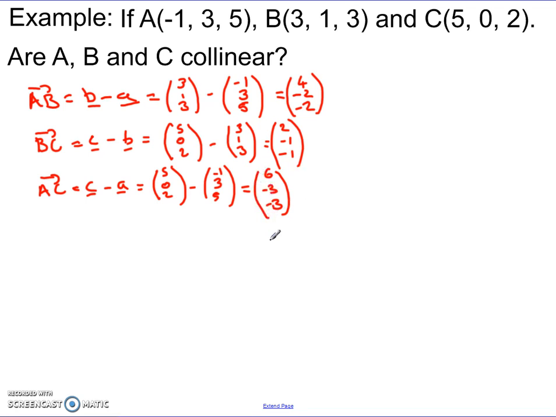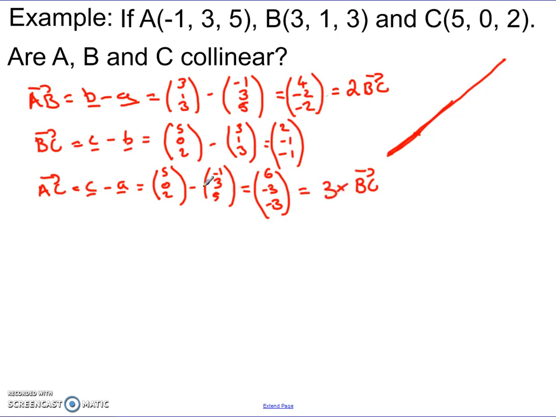Now, if we look at each of these, what you'll notice is that the AB vector is equal to twice the BC vector, and the AC vector is equal to 3 times the BC vector. So both of these vectors are just stretched-out scalar multiples of BC. If my BC vector went from there to there, my AB vector would be pointing in the same direction, but a little bit further, and my AC would go even further because it's 3 times bigger. So this means they're parallel to each other.